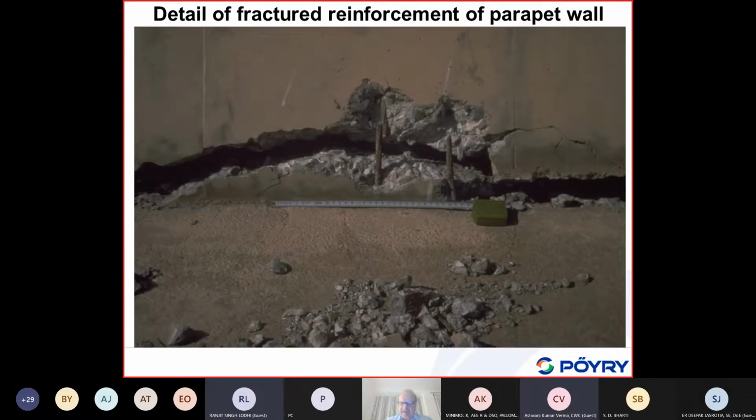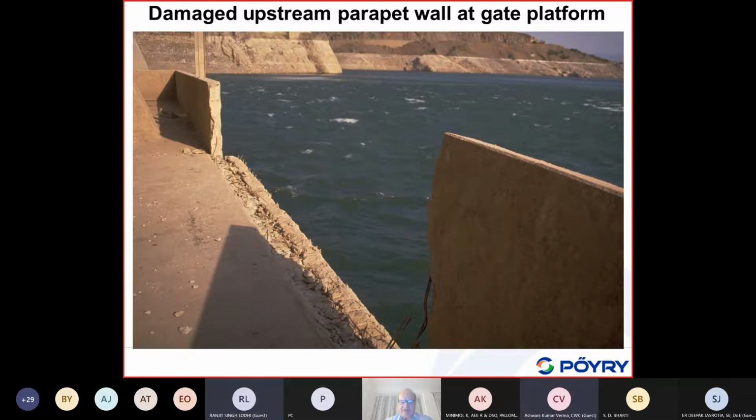Okay, this is a detail of this parapet wall. We have this big joint and this reinforcement here. As you can see here, it is already fractured. So therefore, it is quite unstable. Therefore, these parapet walls have to be saved. There is one in the upstream face above the intake structures, and you could see here this actually overturned already, but it did not really fall into the reservoir.